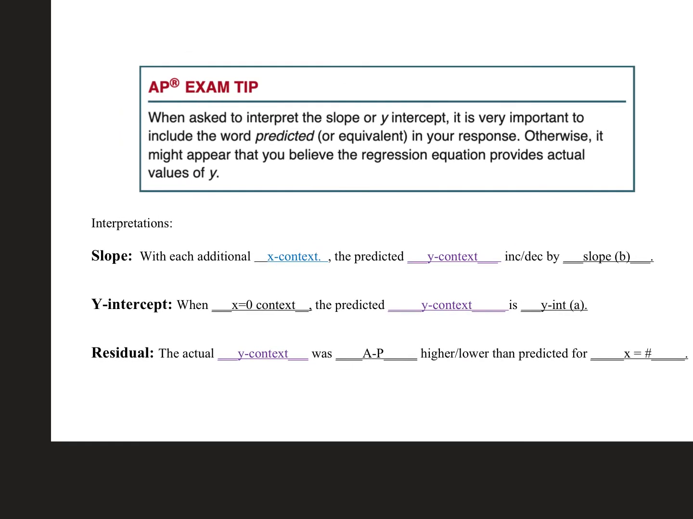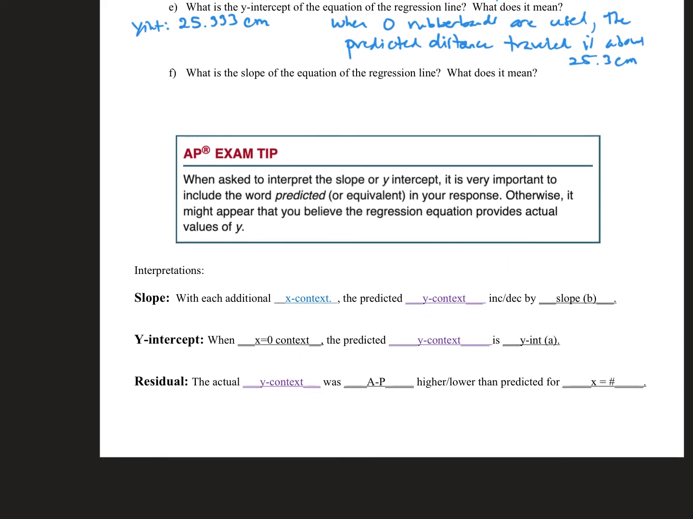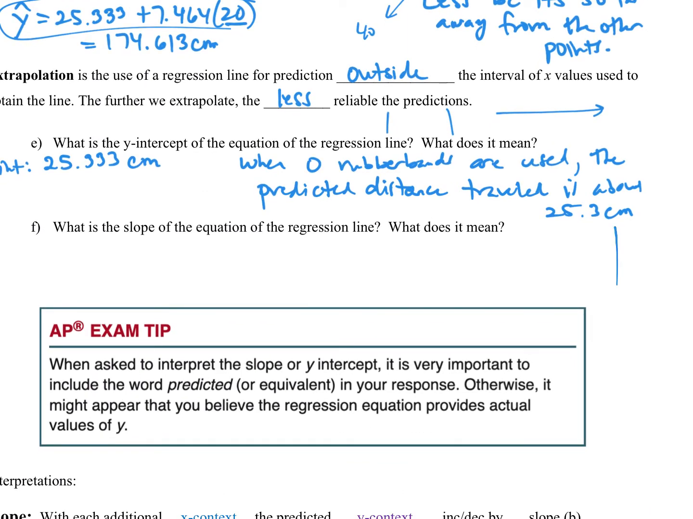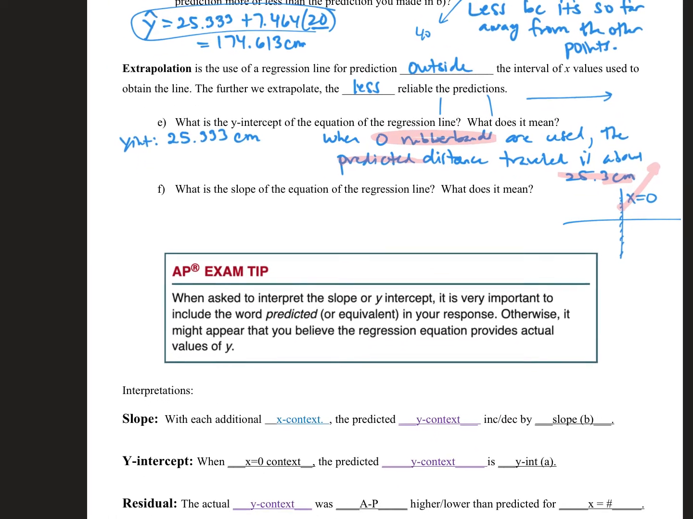Okay, and I have some interpretations down here. I hate memorizing stuff, but sometimes you just have to, unless you know what the y-intercept means. If you think about it as a graph, the y-intercept is a dot on the y-axis, and it's always when x equals 0. So if you know that 0 rubber bands are used, the predicted distance is going to be the y-intercept. That should make sense. It's right here, it's 25, and then your line goes up from there.